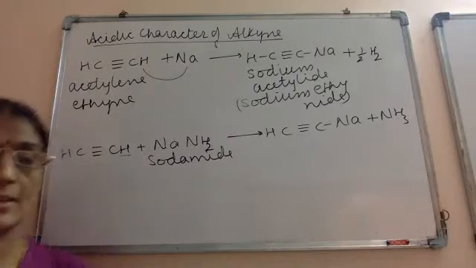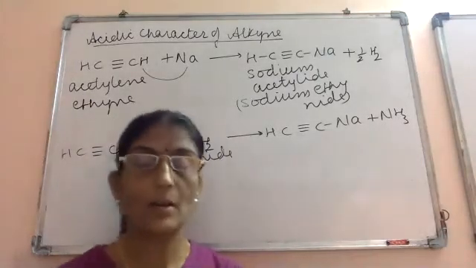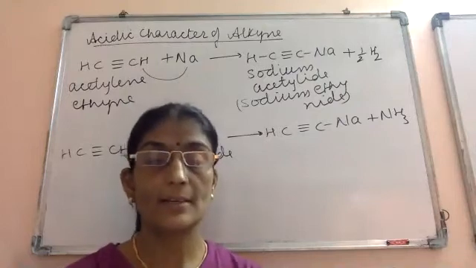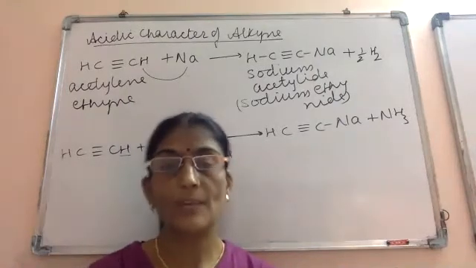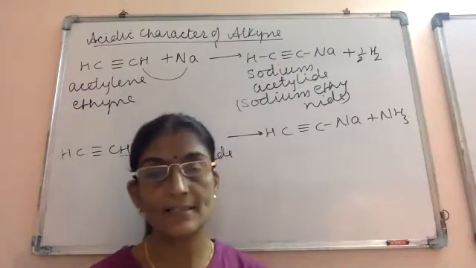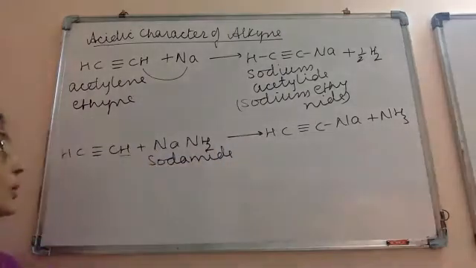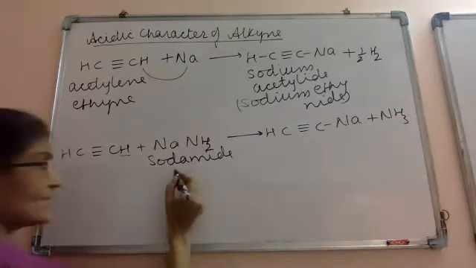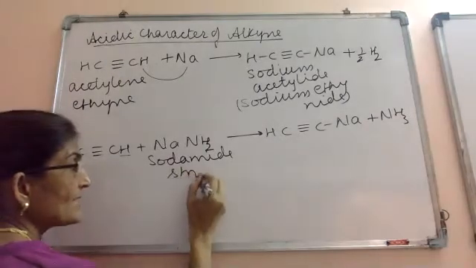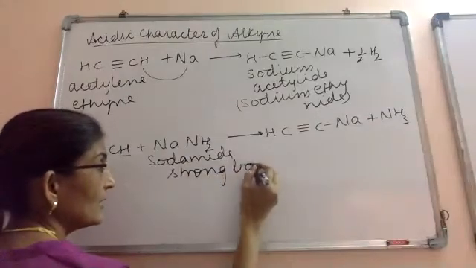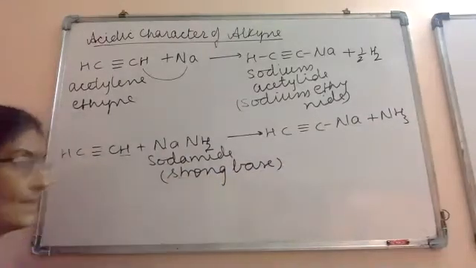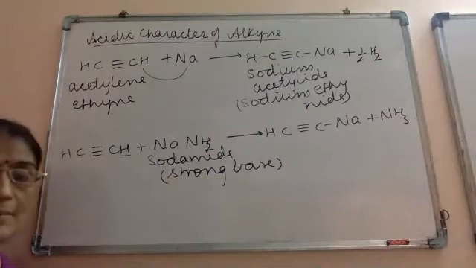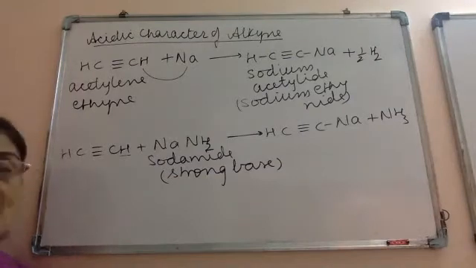Because when any substance is treated with metal or with a base, if salt is formed, we can say that the given compound is an acid. So ethyne is an acid because it combines with sodium to give hydrogen gas. It combines with base, sodamide is a strong base, to give salt and ammonia gas. That means that it is acidic in nature.